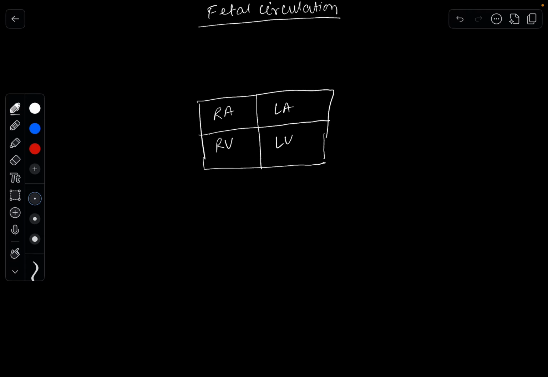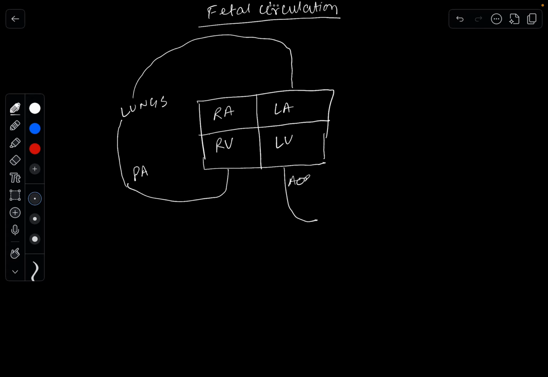Right ventricle leads to pulmonary arteries. Pulmonary arteries will go to lungs. Lungs will then give oxygenated blood to left atrium, to left ventricle, through aorta, go to the body, and through the venous system everything will come back by IVC, SVC to the right atrium.